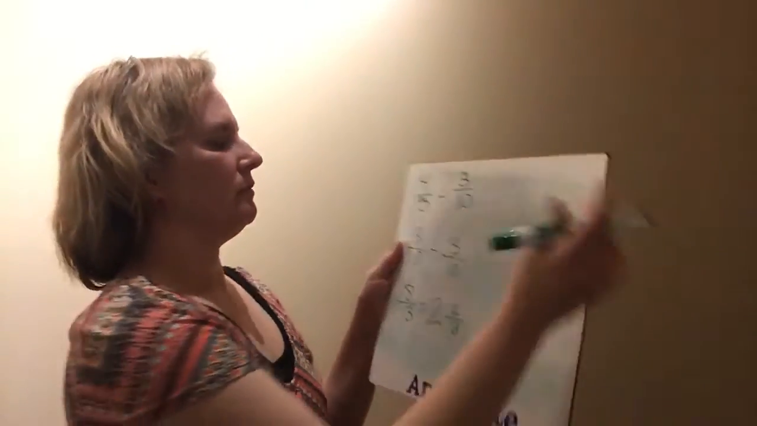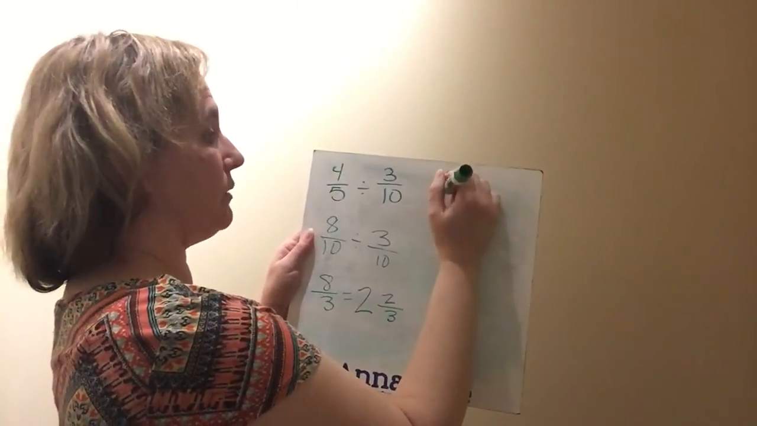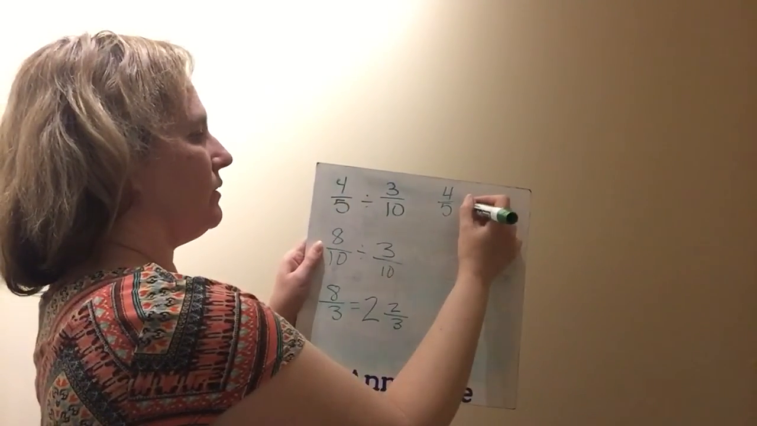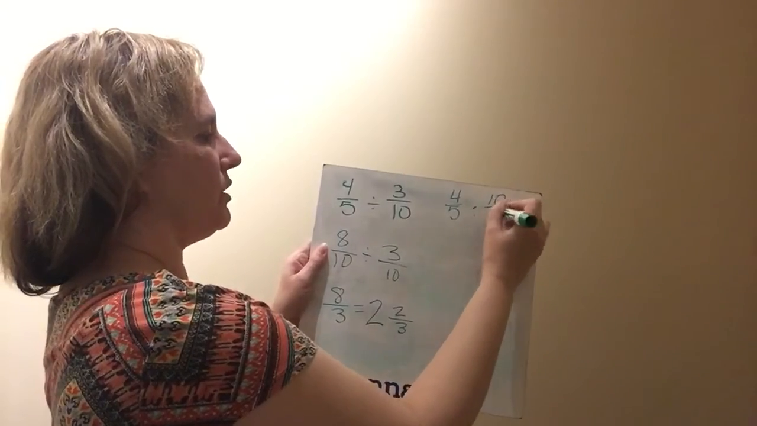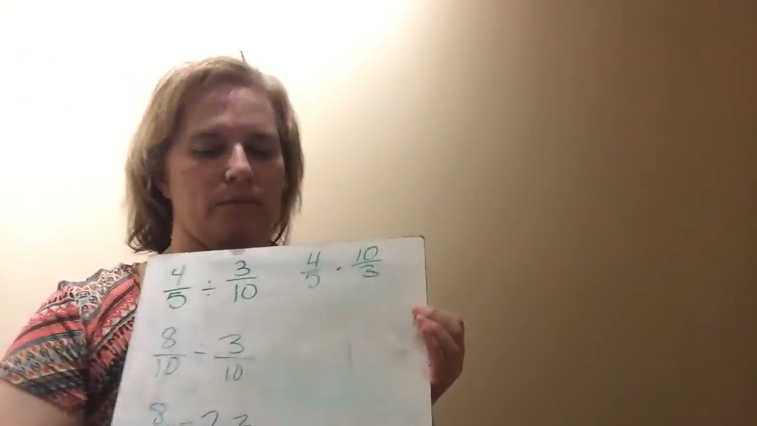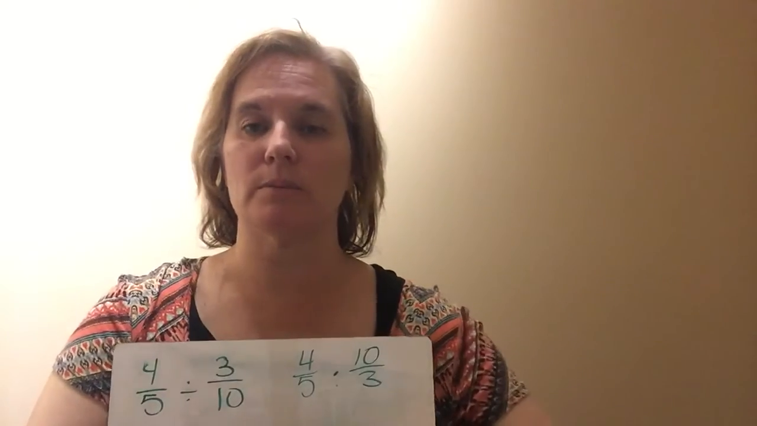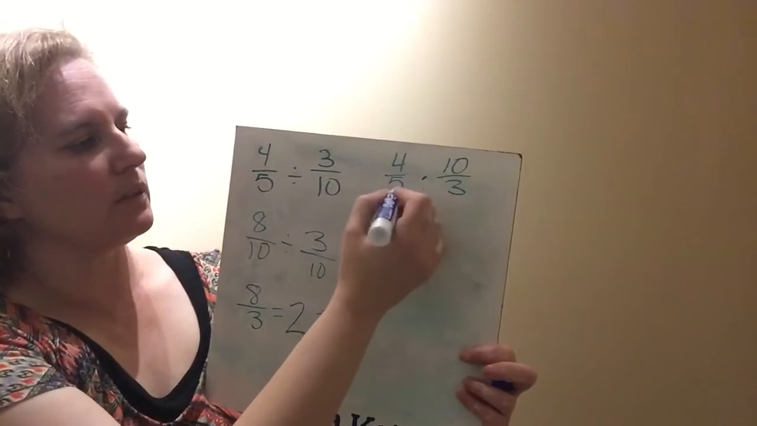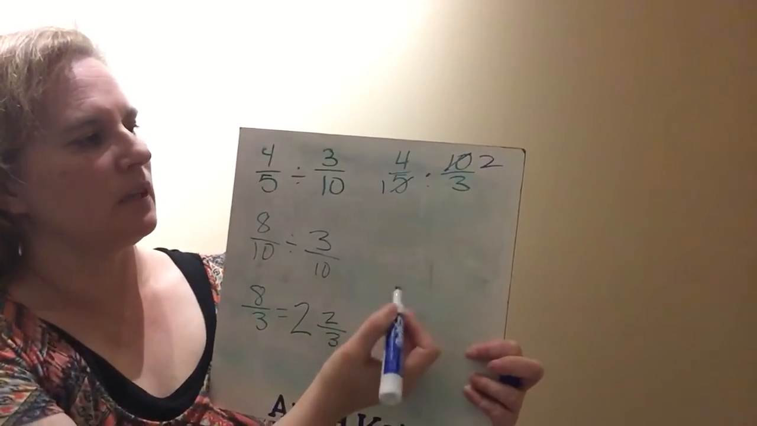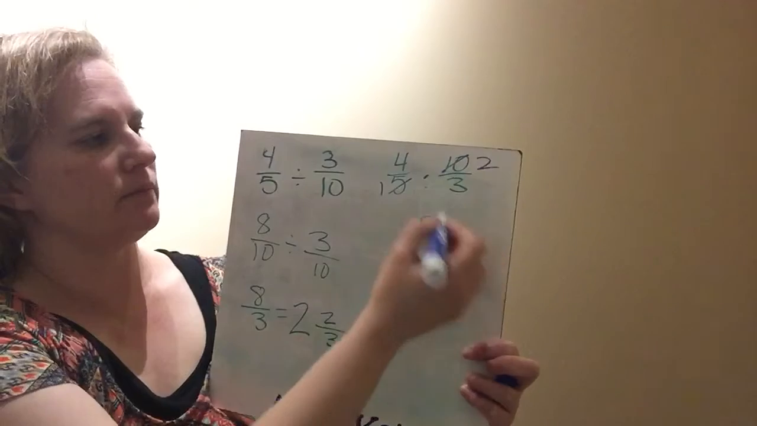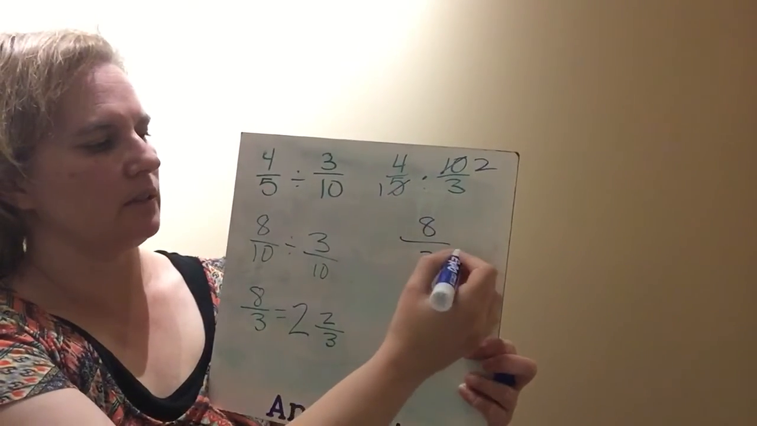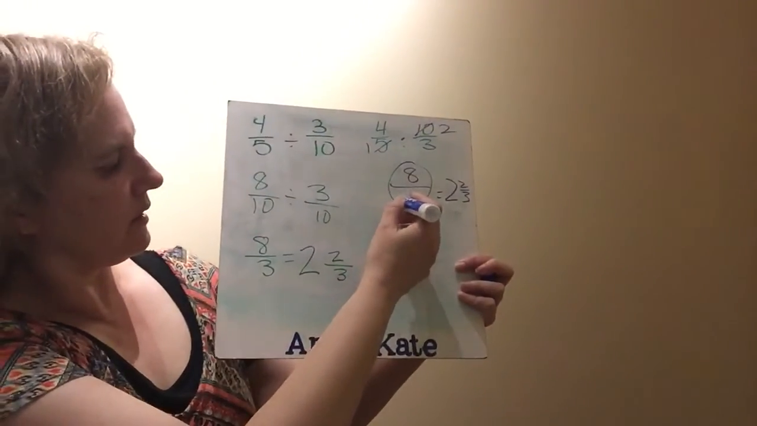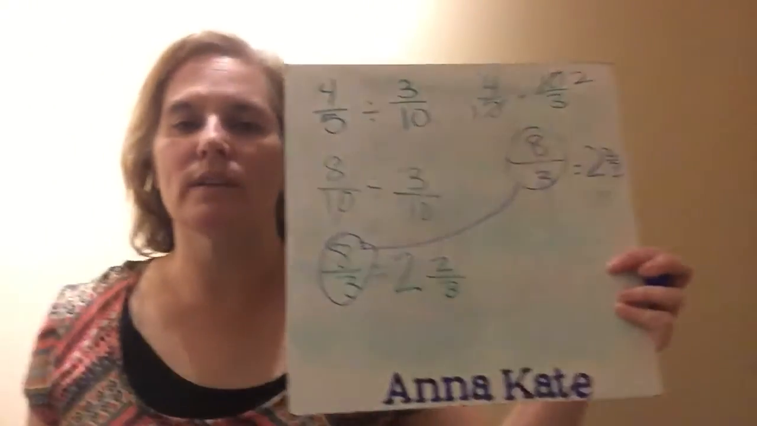Instead, the shortcut, and it works every single time: instead of dividing it, flip it over to make it a multiplication. Now, just like with any multiplication of fractions, you can cross cancel. 5 can go into 10. 4 times 2 is 8. 1 times 3 is 3. 2 2/3. Do you see that this answer and this answer were the same?